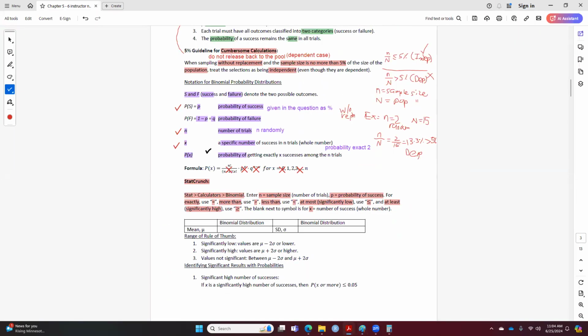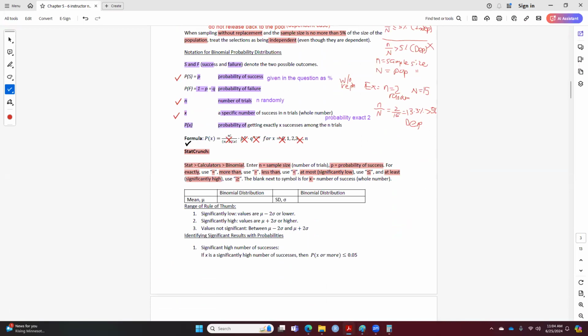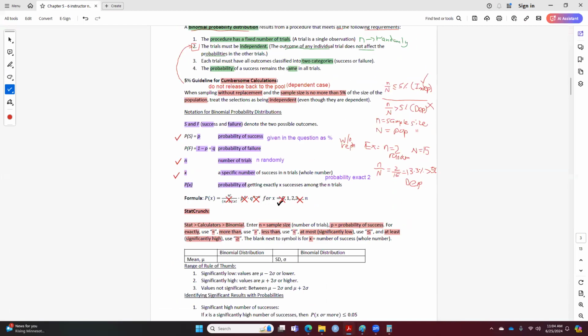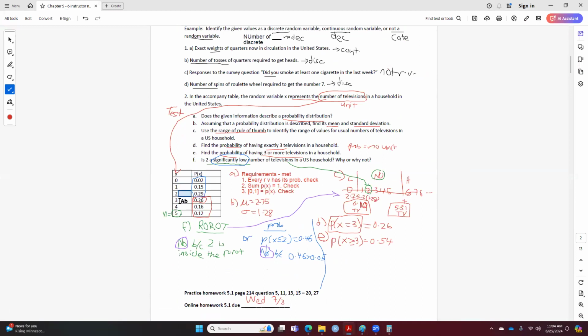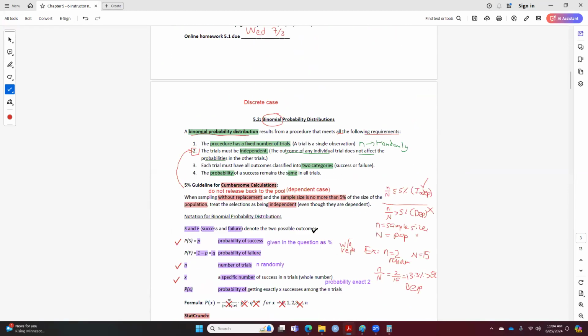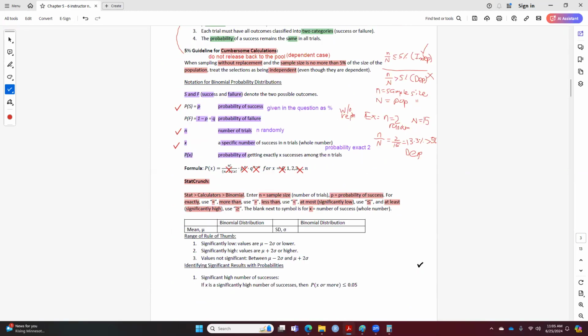Okay. Now, the next thing we're going to do is find the mean and standard deviation. We did find the mean and standard deviation back in 5.1 here, where you put all this X in variable 1, and then this in variable 2, and then you use StatCrunch to find it. However, there is a shortcut to do this if it's a binomial case.